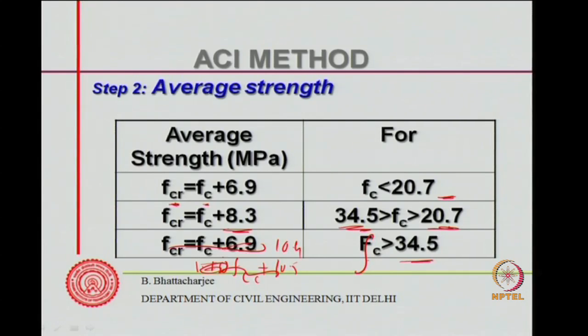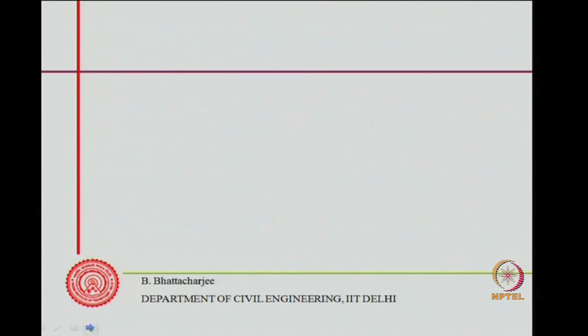the average strength more than, added by some number. So, basically it specifies what should be the strength, depending upon what is the cylinder strength, right.